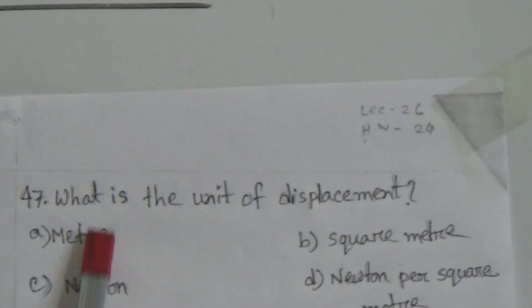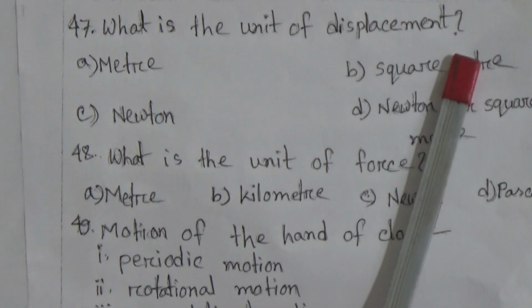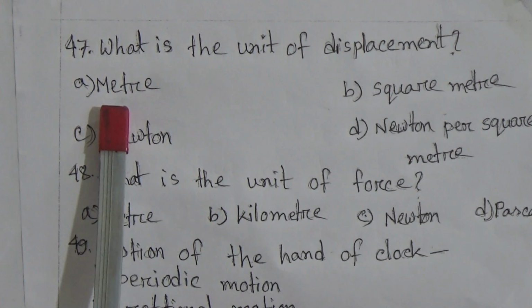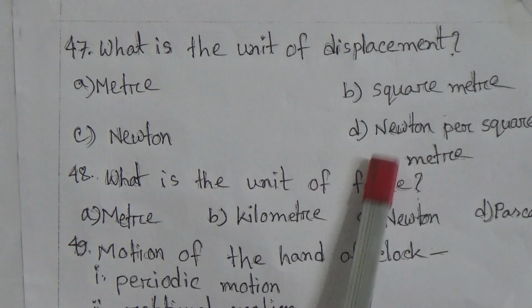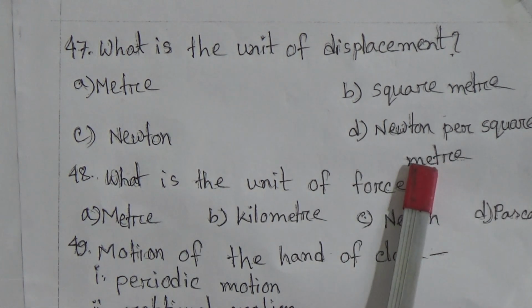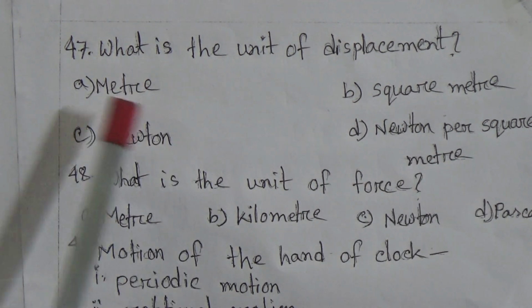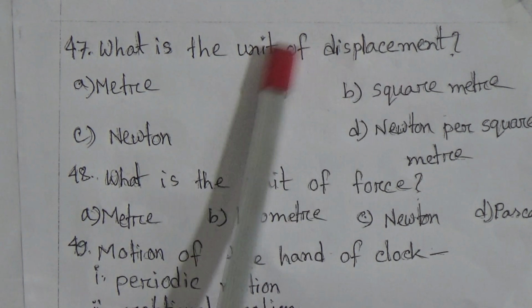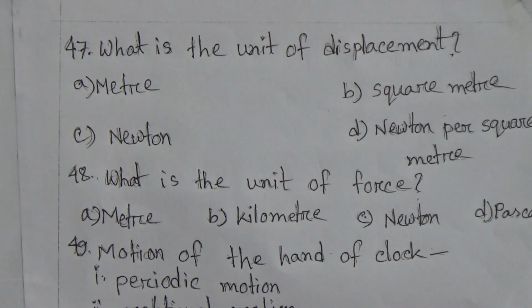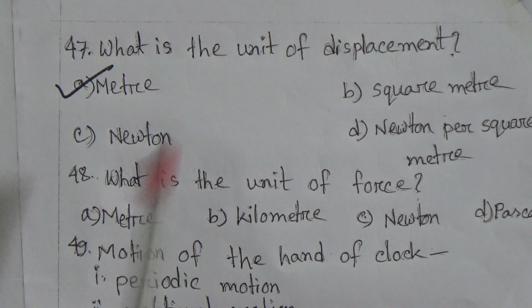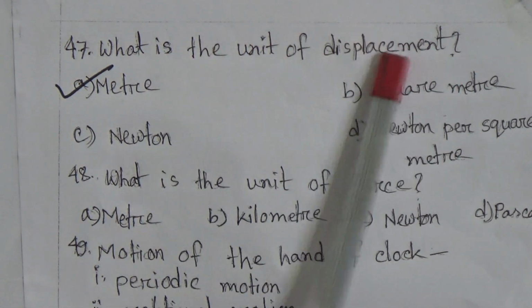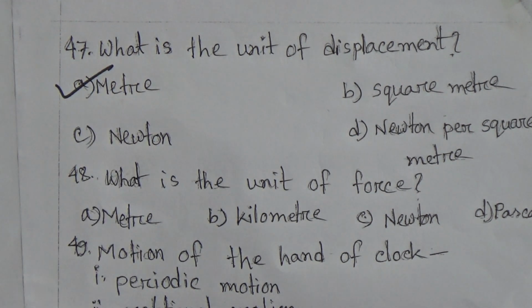Now question number 47. What is the unit of displacement? Option A meter, option B square meter, option C Newton, and option D Newton per meter square. Dear students, we know the unit of displacement is meter. So put a tick mark on option A. I am repeating again, the unit of displacement is meter.